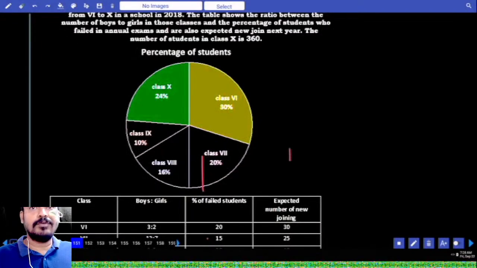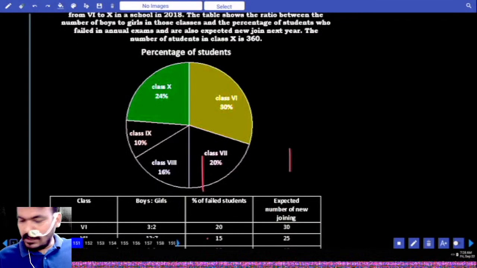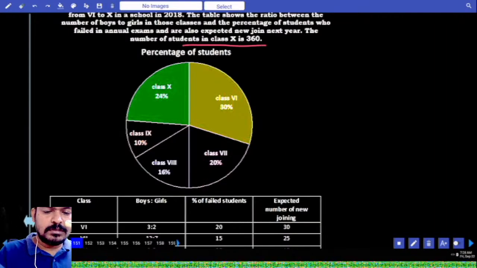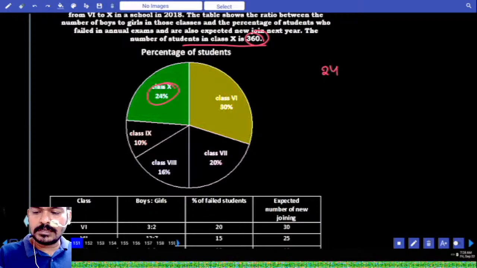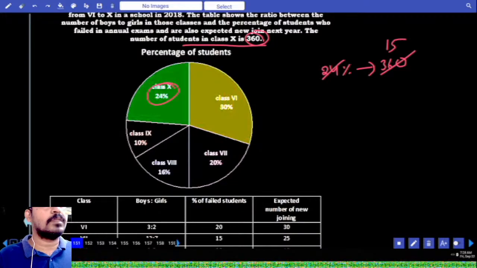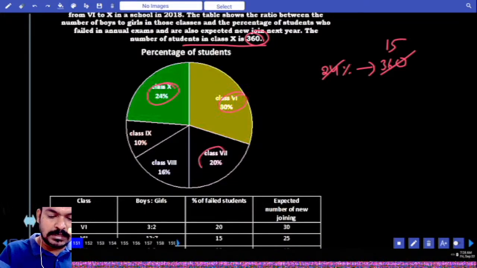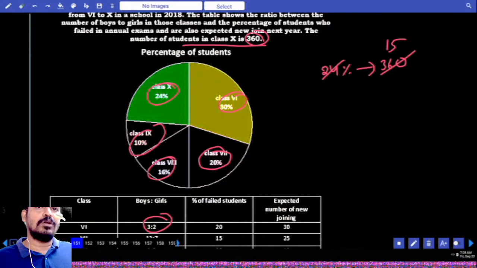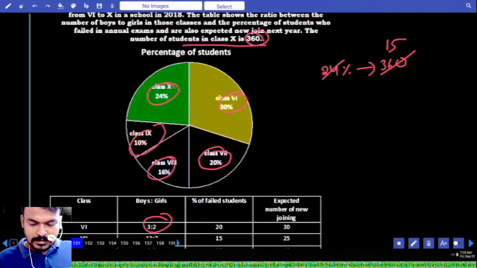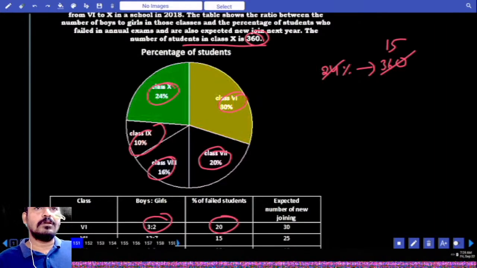In question number 151, the number of students in class X is how much? 360 or 100. X how much percent? 24%. 24% equal to how much? 360. 24% is 360 means every 1% equal to 15. Then we get the individual class strength, and in each class, there are boys and girls. In every class, the percentage of failed students is 20%, and out of the total students 20% fail means the remaining 80% pass. Okay.